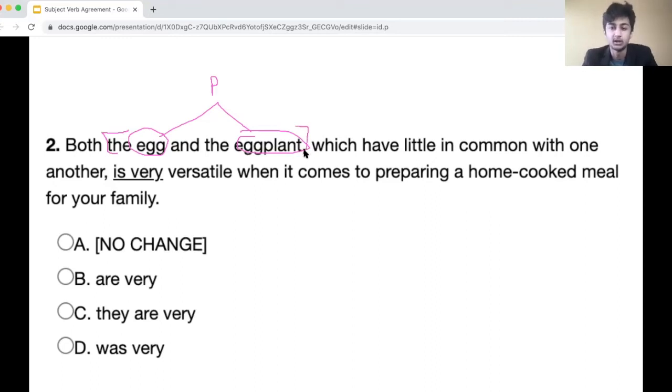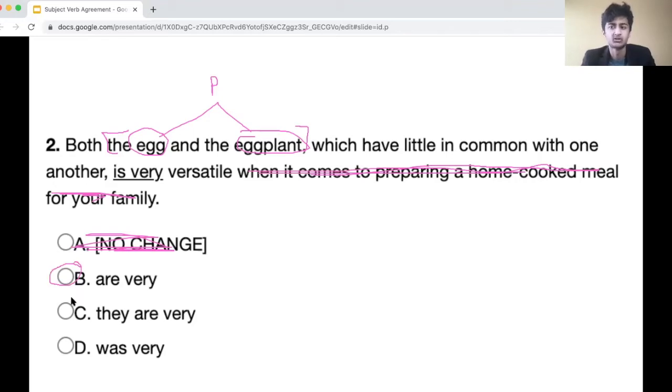Both the egg and the eggplant, which have very little in common with one another, is very versatile. And I can delete this portion because, once again, it doesn't matter. It's not going to help us with the question. So let's cross it out. So we mentioned this is a singular verb. Egg and eggplant is plural. It's not going to be right. Let's go to B. Both the egg and the eggplant, which have very little in common with one another, are very versatile. Yes, this makes sense. Are is plural. Egg and eggplant is plural as well. You can circle this one.